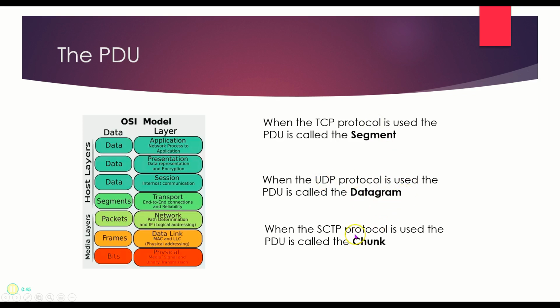And then one of the newer ones, which we won't talk about a lot in this course, the SCTP protocol, we call it a chunk. But most of the time you'll hear segment. As a matter of fact, you see here in this chart, which I took off of a site on the internet, you see that segment is the one that it uses because that certainly is the most common. So we'll think of the PDU as the segment, but only when TCP. When using UDP, we'll call them datagrams.